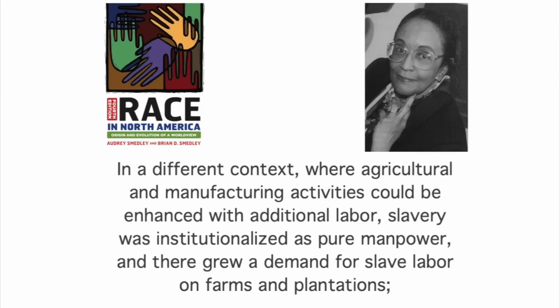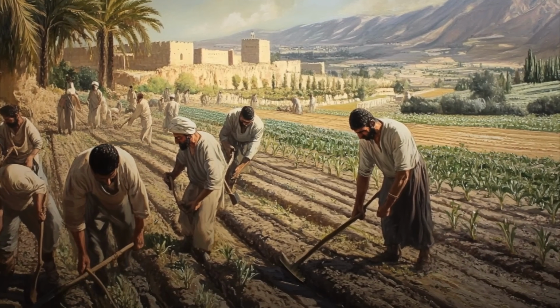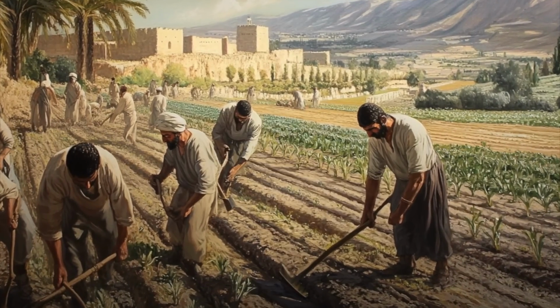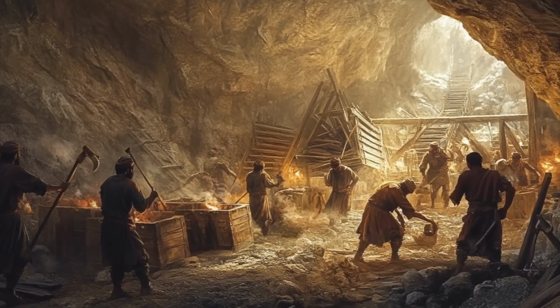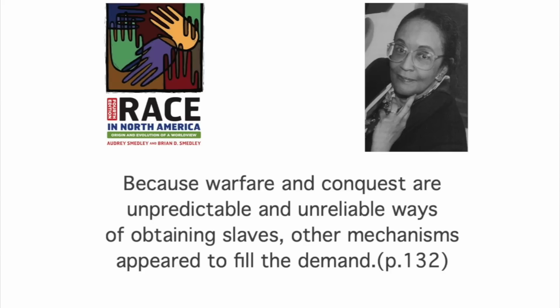Let's keep reading. In a different context, where agricultural and manufacturing activities could be enhanced with additional labor, slavery was institutionalized as pure manpower, and there grew a demand for slave labor on farms and plantations, in mines, manufacturing industries, and commerce, as well as in domestic settings. Because warfare and conquest are unpredictable and unreliable ways of obtaining slaves, other mechanisms appeared to fill the demand. Let's find out what these other mechanisms were.